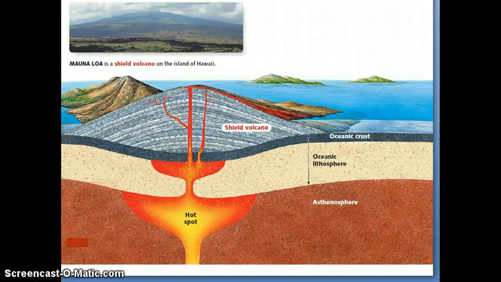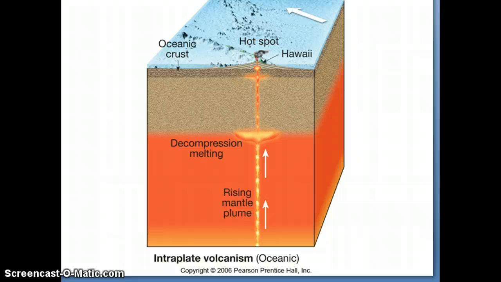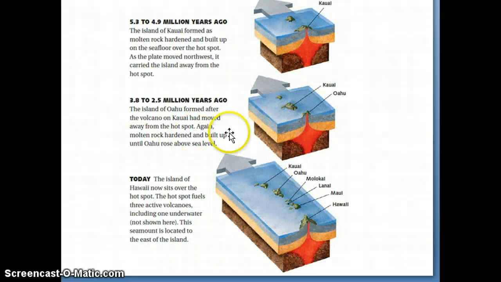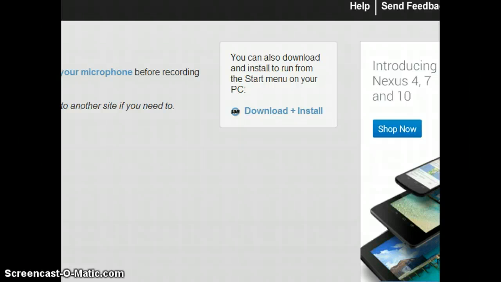And as the plate moves, the island changes. You get new islands created. So as the plate moves over this Hawaiian hotspot, these new islands are created. The plate moves some more, another island, plate moves some more, another island, until we have Hawaii here today. All of this is in your reference table.